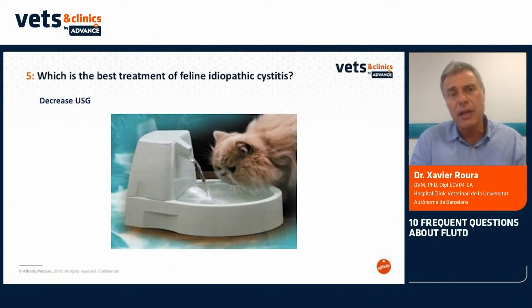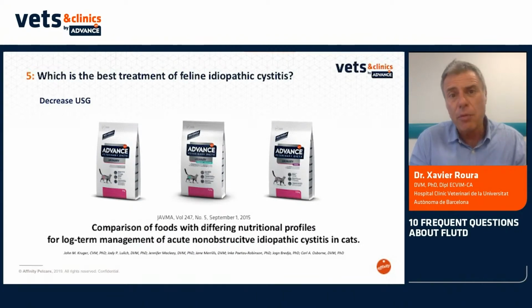How can you decrease the urinary specific gravity? By increasing the water drinking of the cat. This could be achieved by the use of fountains that provide clear, fresh water that is changed frequently. So for the cat it is an increase in the moisture for drinking, but also, and it's important, the diet plays an important role in the control of feline idiopathic cystitis.